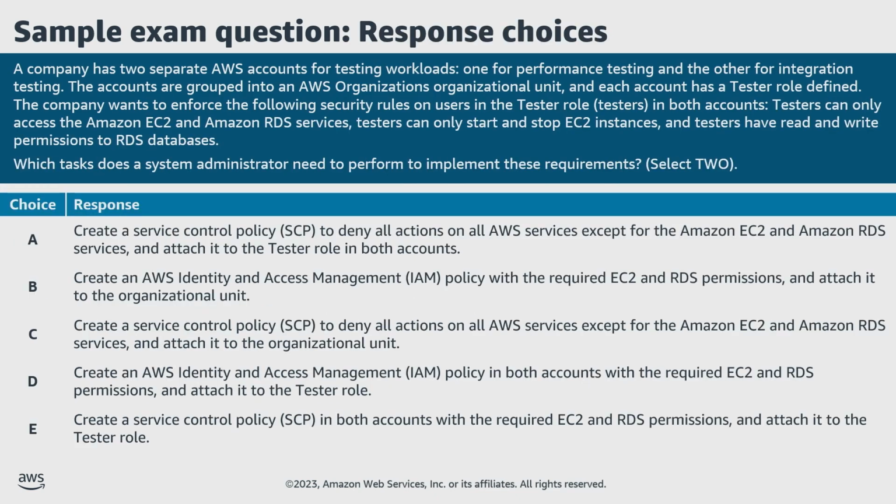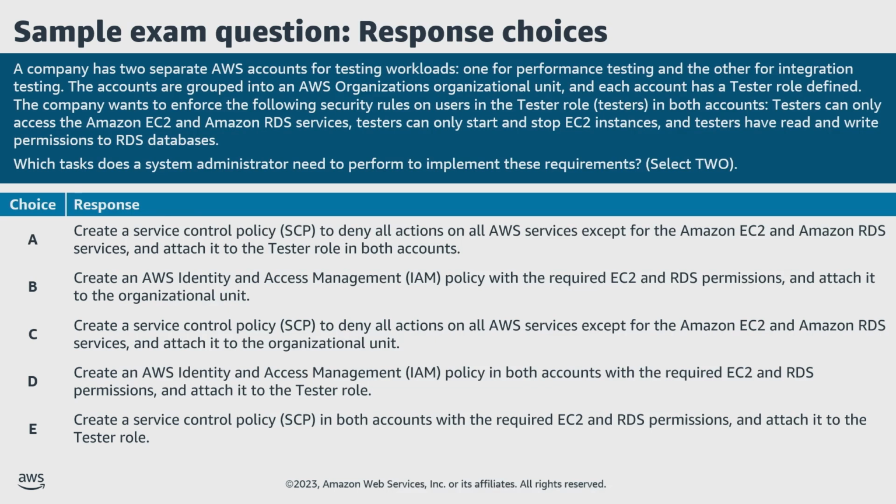The response choices are A, create a service control policy, or SCP, to deny all actions on all AWS services except for the Amazon EC2 and Amazon RDS services, and attach it to the tester role in both accounts. Choice B, create an AWS Identity and Access Management, or IAM policy with the required EC2 and RDS permissions and attach it to the organizational unit.